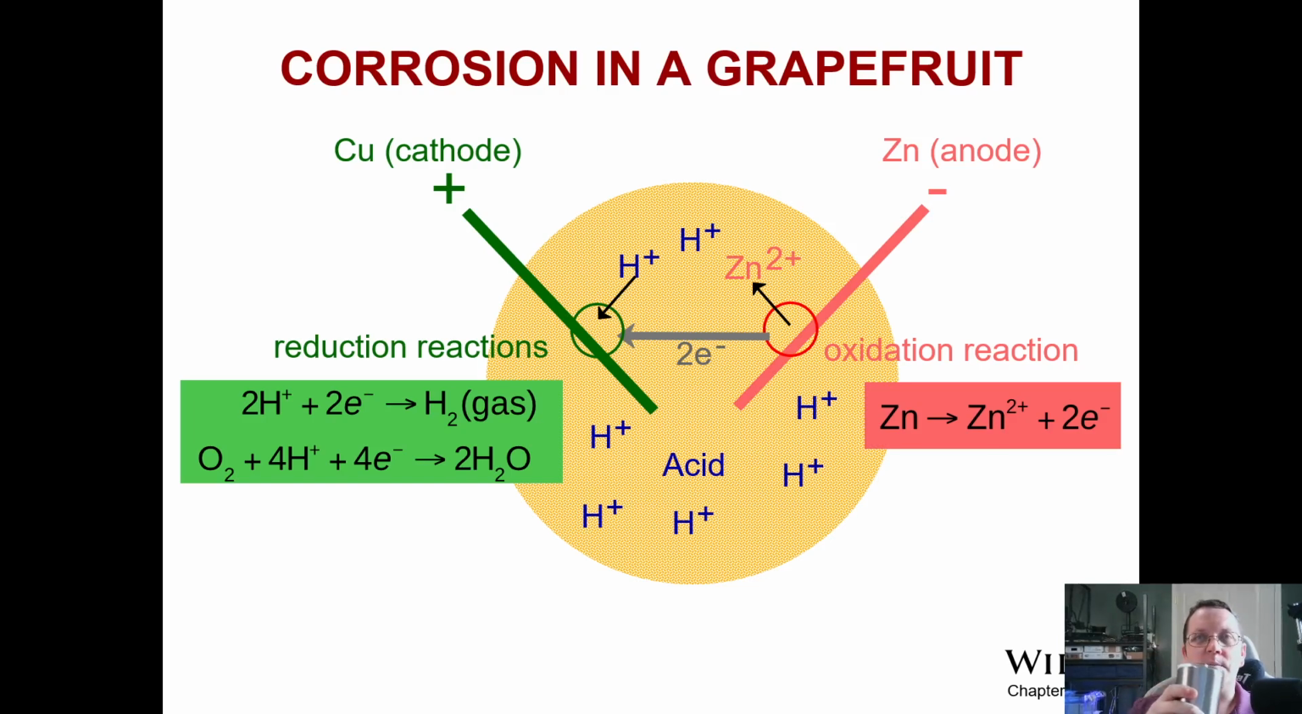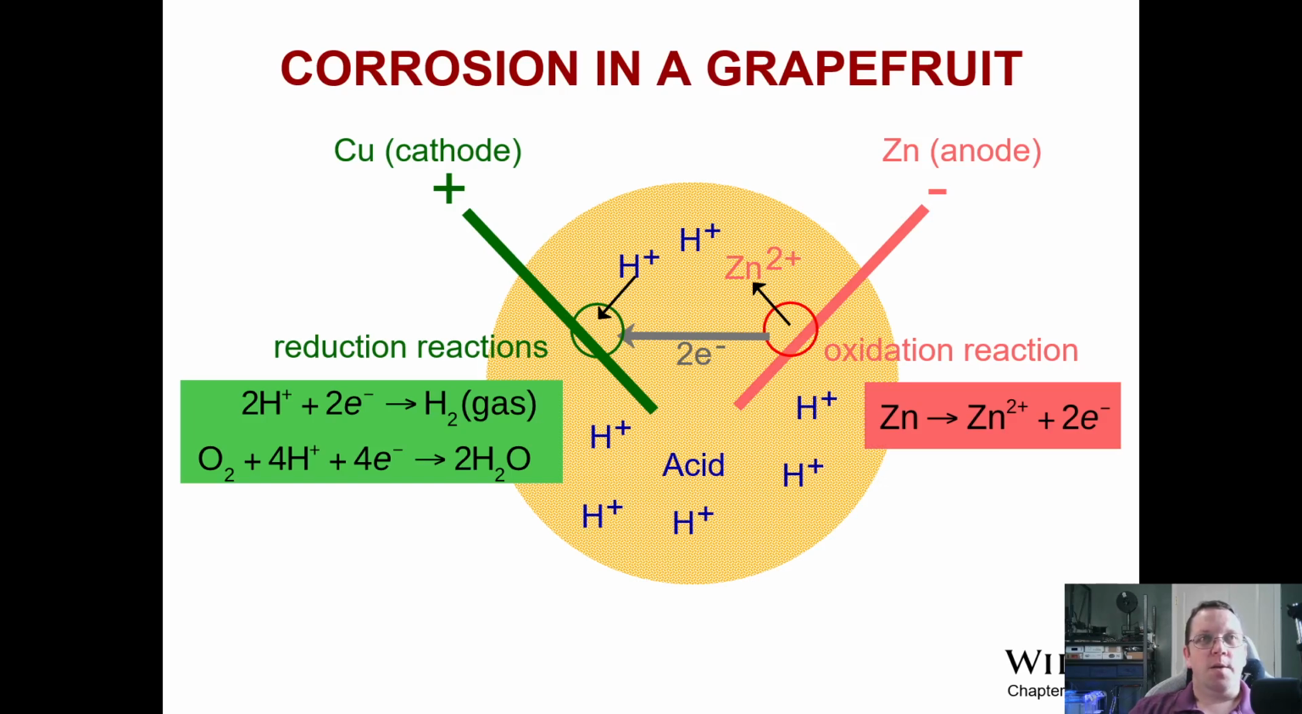You can also see examples of corrosion facilitated by something like a grapefruit. Most people aren't sticking different metals in their grapefruits and hooking them up to voltmeters, but that's because most people aren't Mr. Wizard, which is a thing that predates most of you, so that's okay.